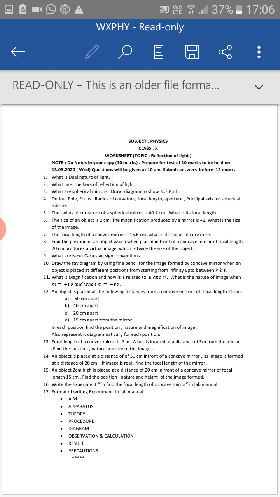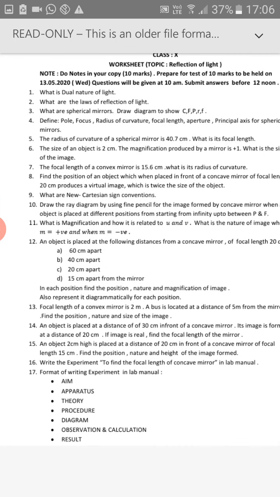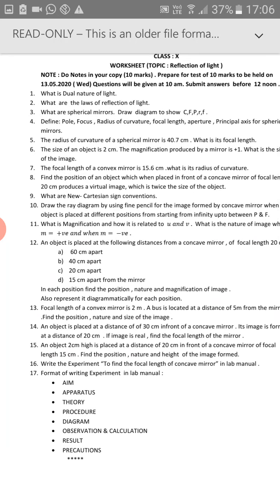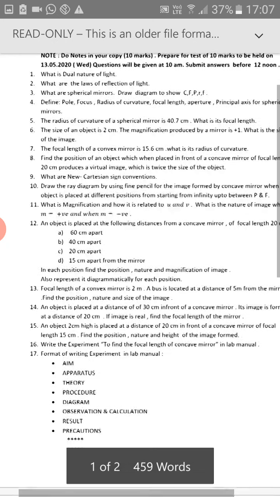In addition to this, here you can see in the 16th question you have to write the experiment to find the focal length of a concave mirror in the lab manual, in the format which is given in the 17th question, like this. This is the format. Apply this.